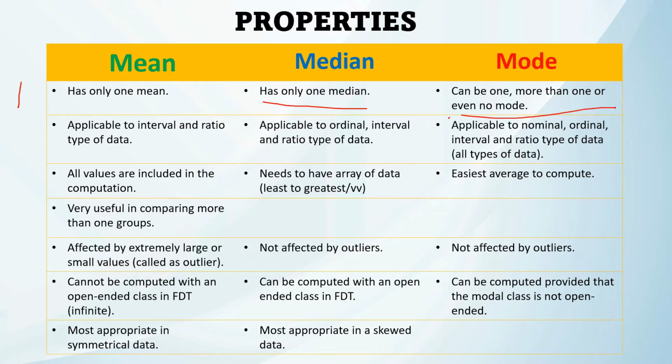So if you have one mode, it is called unimodal. If you have two modes, it is called bimodal. And if you have more than two modes, let's say 3, 4, 5, or 6, you have multimodal. So those are the differences between mean, median, and mode in this first column.